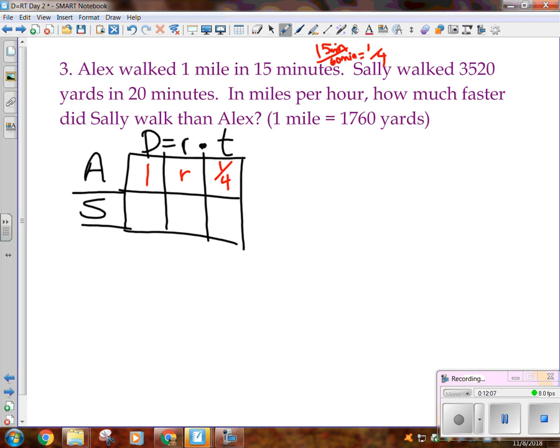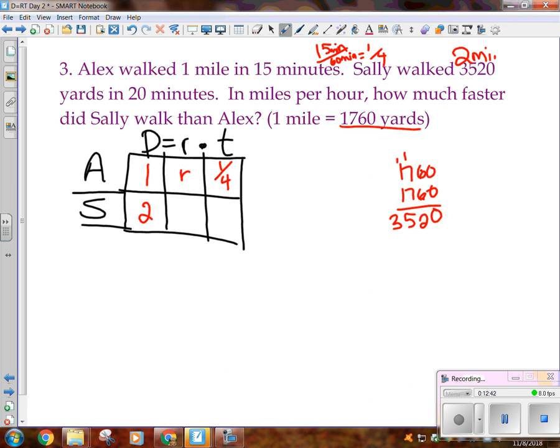Okay. All right. For Sally. Sally walked 3,520 yards. How many miles is that? Now, this says 1 mile is 1,760 yards. It sounds like 2 miles, right? So if we check 1760 and 1760, 0, 6 and 6, 2, carry a 1, 14, 15, carry a, 3,000. Yep, you're right. 2 miles. So Sally has a 2 here.